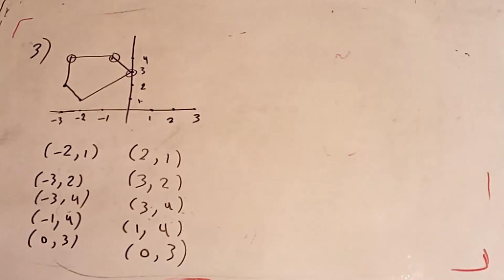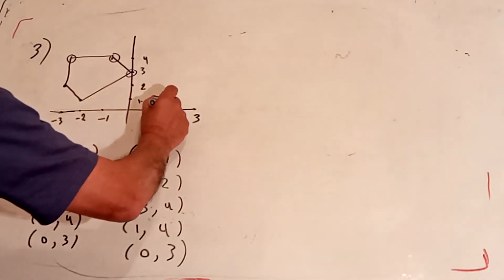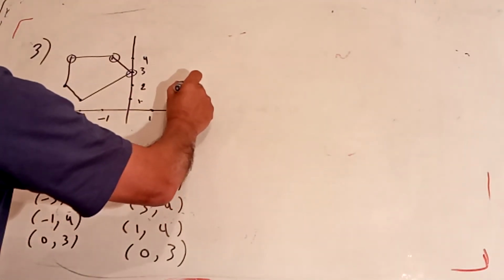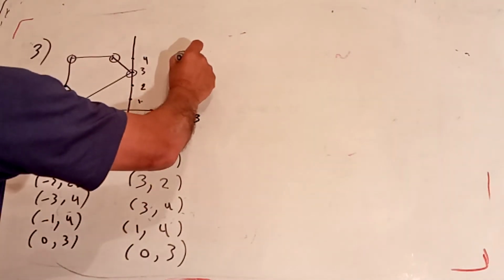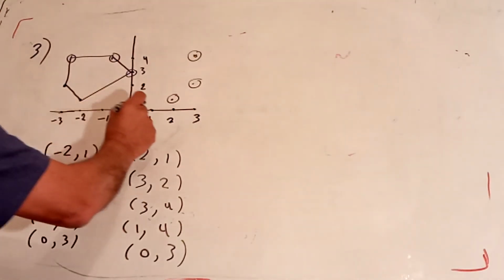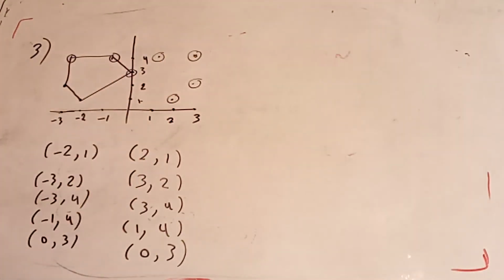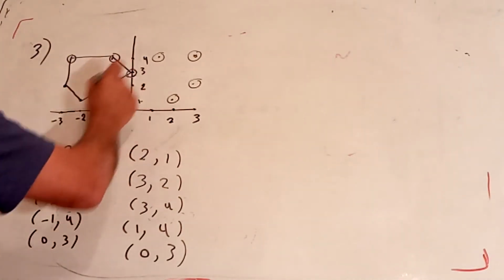These are the points. So now what we have to do is just draw them. 2 and 1. This is the point. 3 and 2. This is the point. 3 and 4. This is the point. 1 and 4. This is 1 on the x-axis and 4. It will be this point. 0 and 3. This point is the same, it does not change.